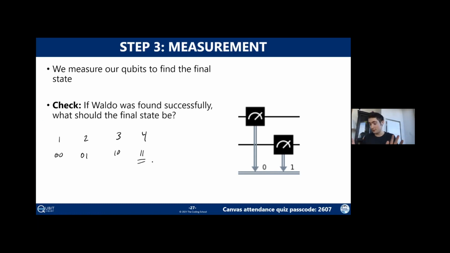And that's it. So step 3 is really straightforward. You measure, and then whatever the value of your measurement is, that tells you where the thing you are looking for is located in the list.